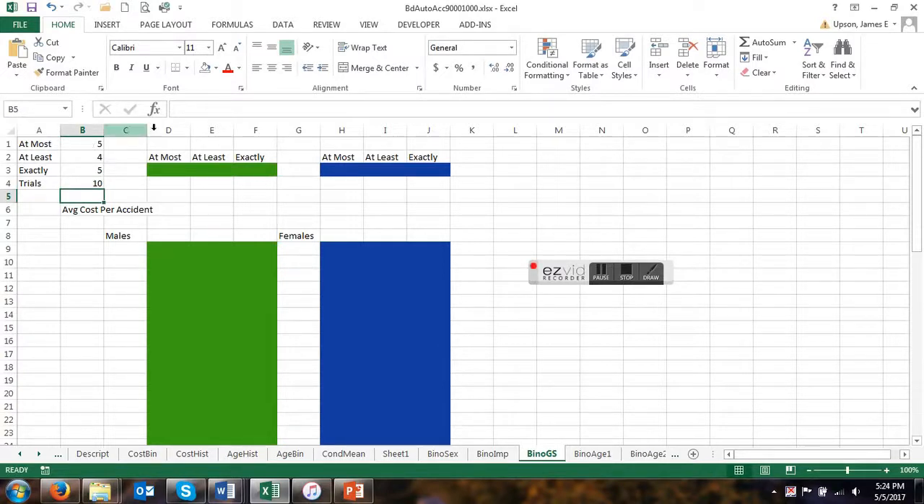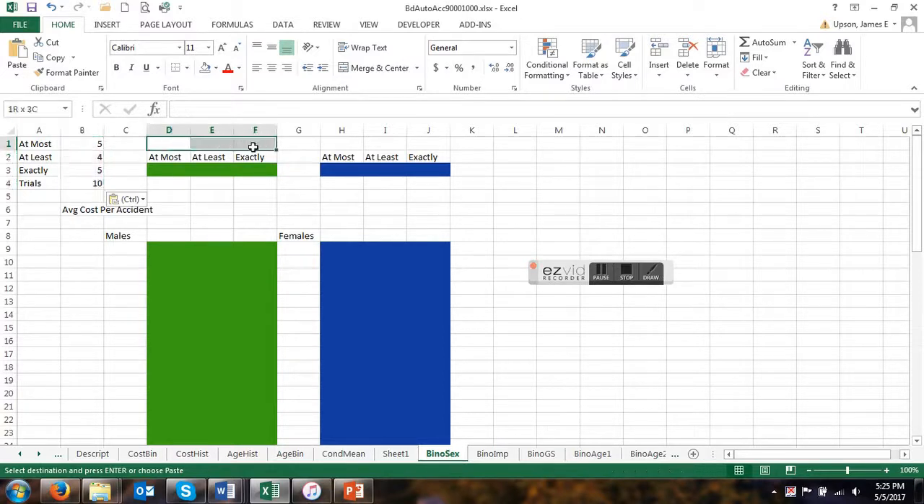Actually, I'm working on the wrong tab. Let me go back here. I want the male-female tab. So I'll just hit Control C. Sorry, I'm not perfect. I do make mistakes periodically. Control V. Control C means copy. Control V is paste.